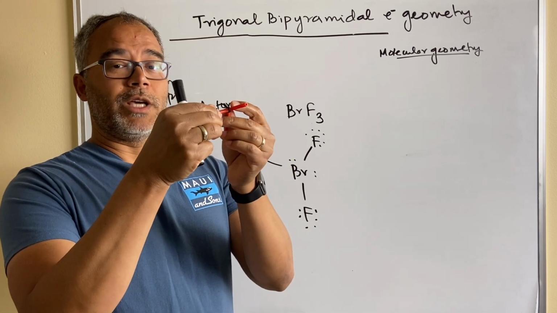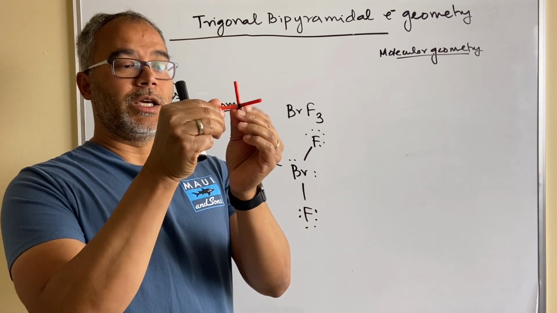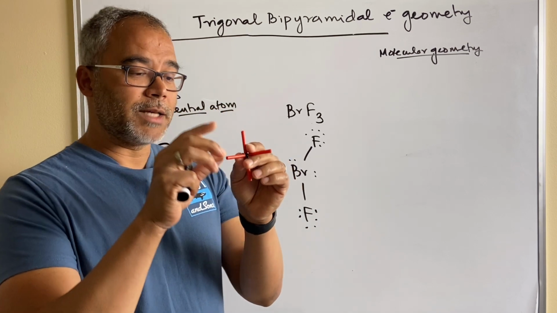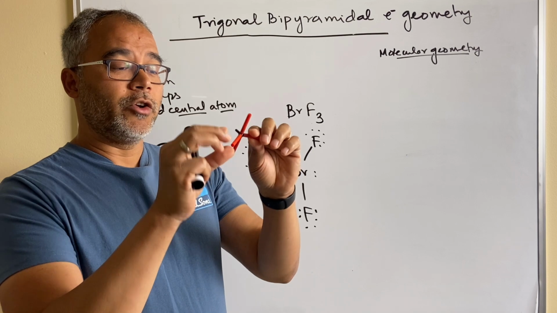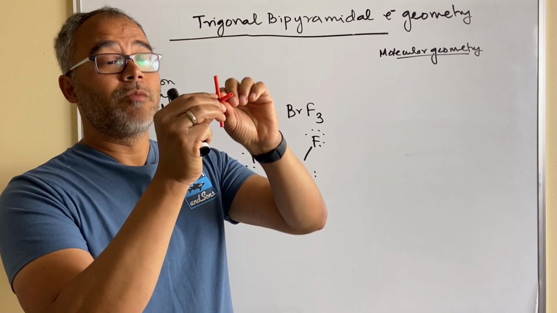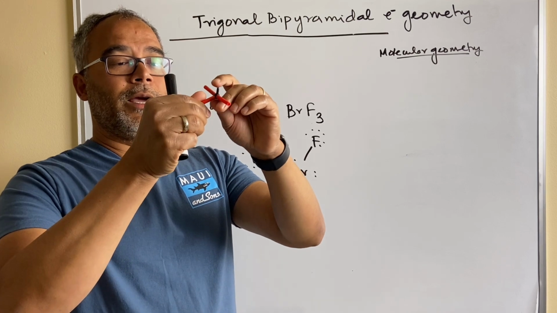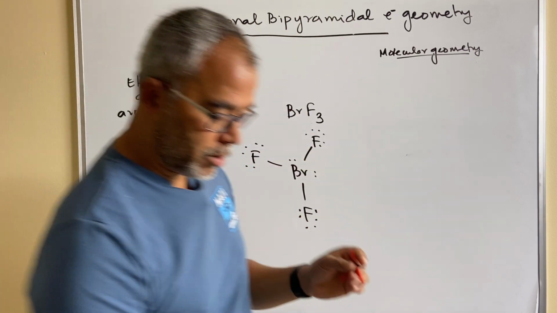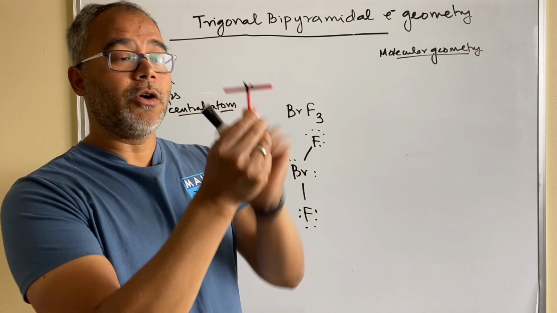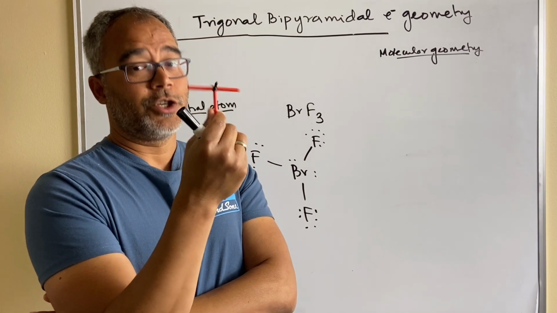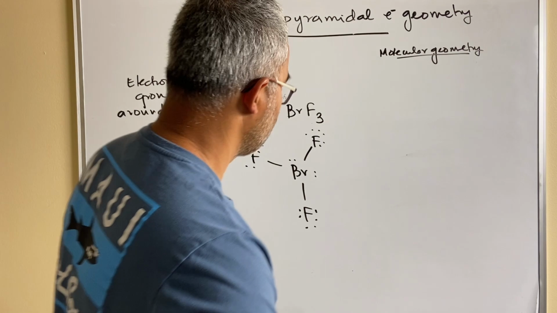Do I remove one of these or do I remove one of these? And it turns out you will still remove one of the equatorials because of the greater bond angle. And so we'll remove one more equatorial, and when we remove an equatorial, we're left with something that looks like the letter T. And therefore the shape out here is T-shaped.